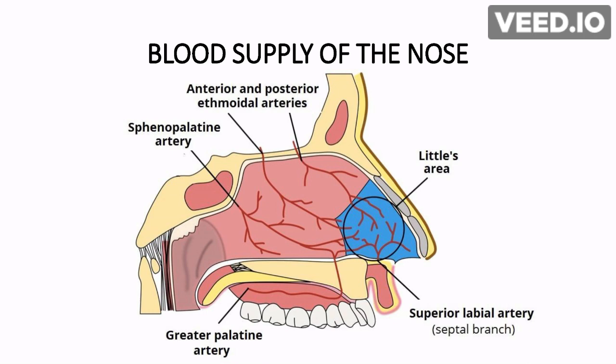So the blood vessels which contribute to this Kisselbach plexus, there are like three. So there are the anterior and posterior ethmoidal arteries, but also there is a superior labial artery. Don't forget about that. That is a most common question which they ask in the ENT department.